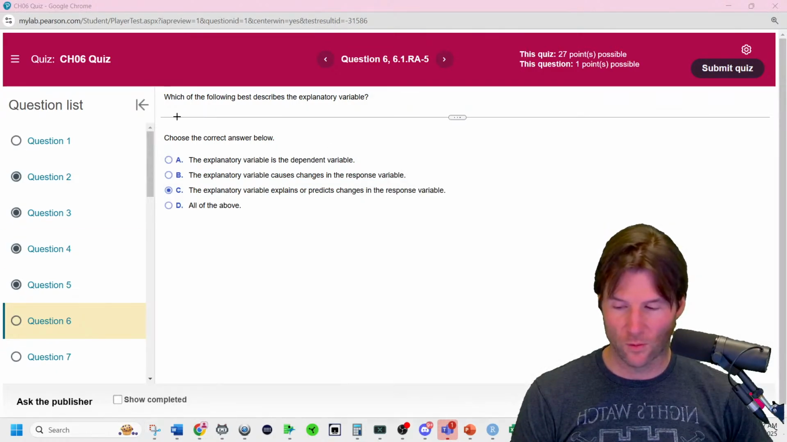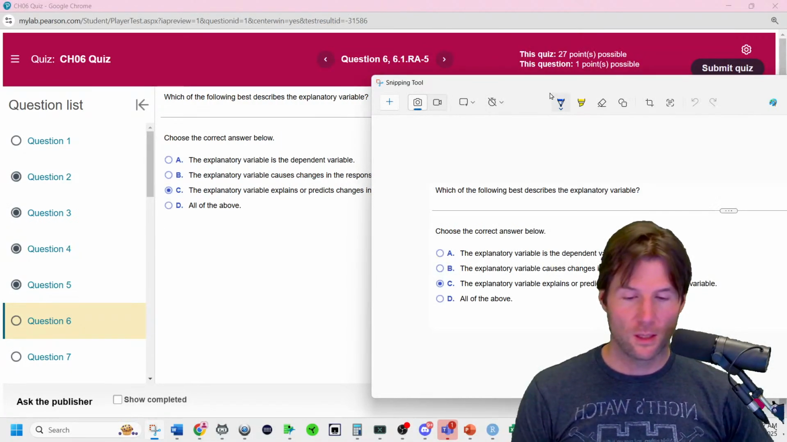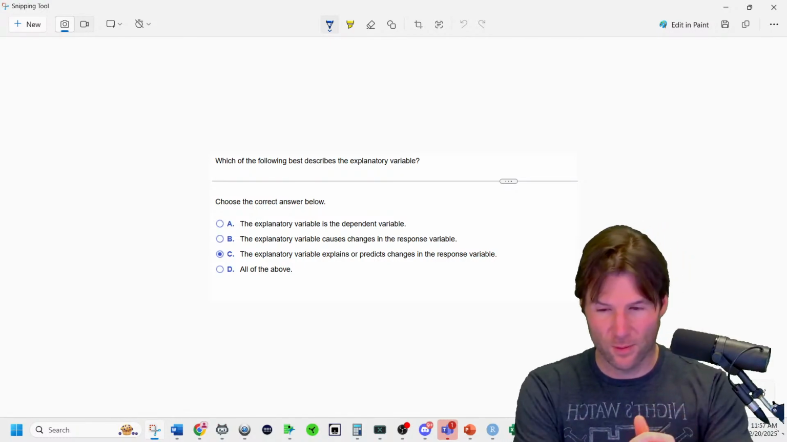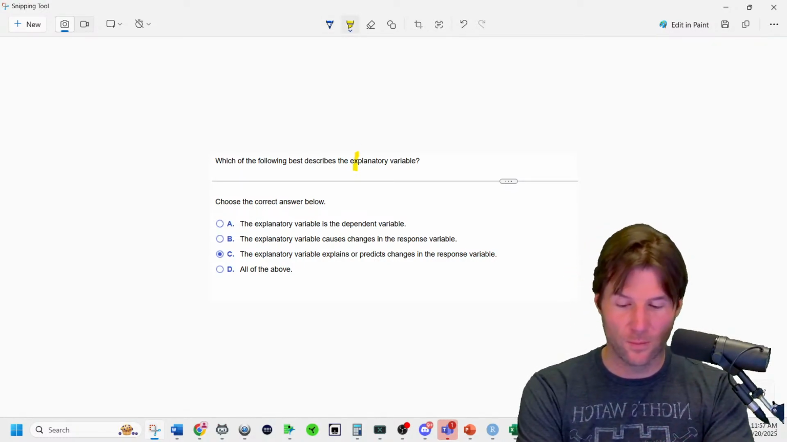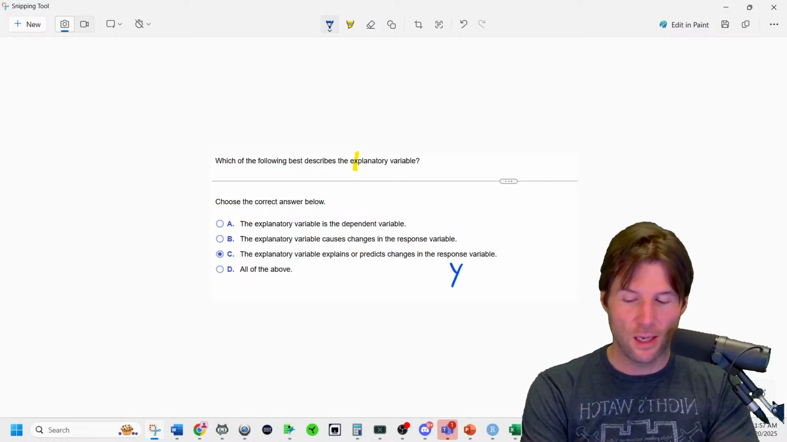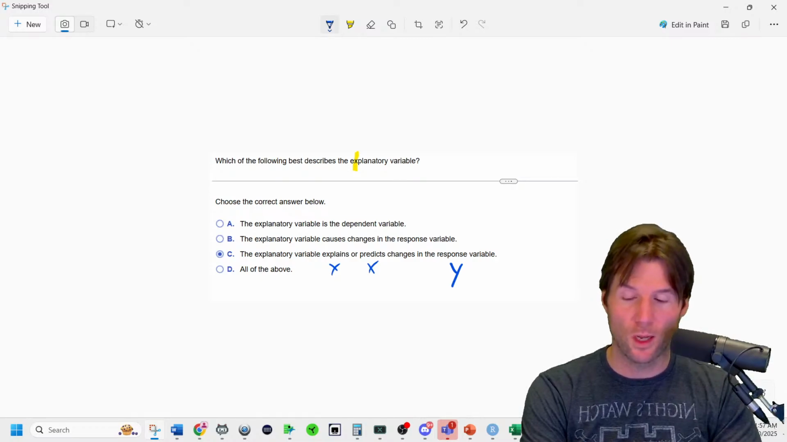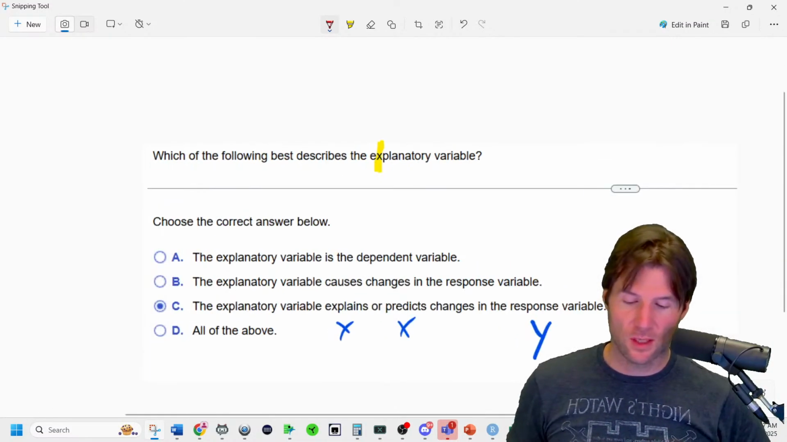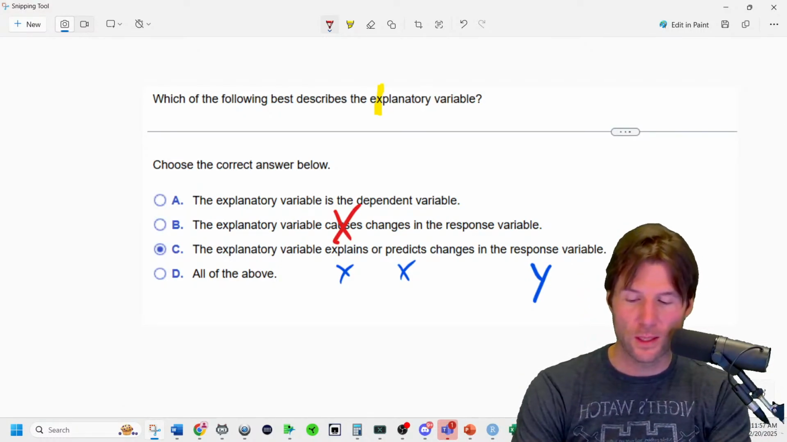We found at least one wrong answer, so now there can't be all of the above. The explanatory variable is the x variable. So when you hear explanatory, you should think x variable. The response is the y variable of interest, and the x either explains or predicts what happens in y. We do not like the word cause in this class because we don't say things cause each other, like correlation is not causation. So that's wrong right there.